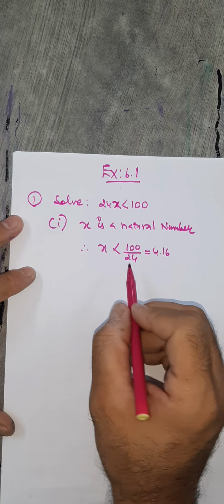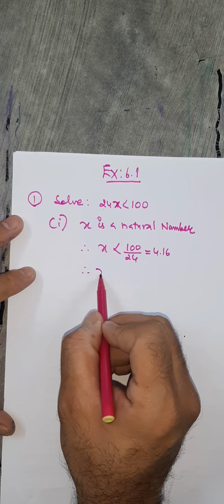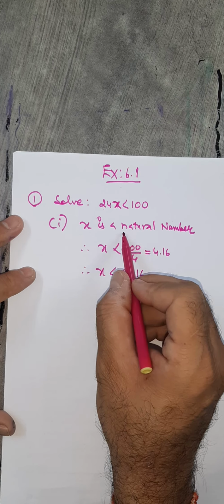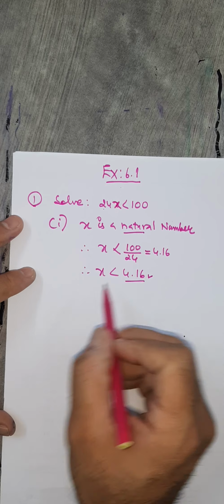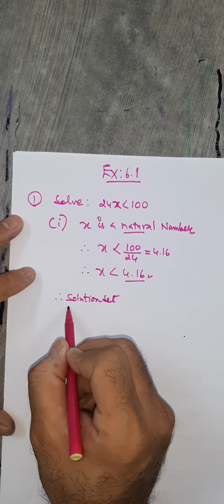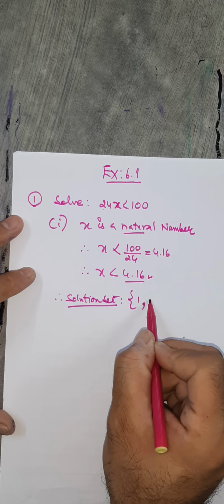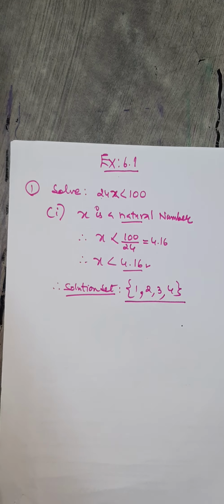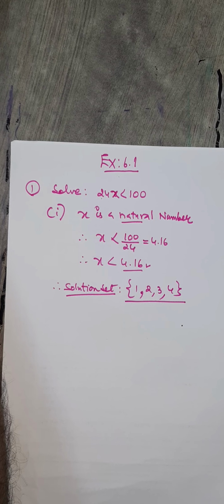It is 4.16 roughly. So what's the meaning of this? x is less than 4.16. This means you get all natural numbers which are less than 4.16. So the solution set equals 1, 2, 3 and 4. Remember, the natural numbers for which x is less than 4.16 are 1, 2, 3, 4. This is called the solution set.